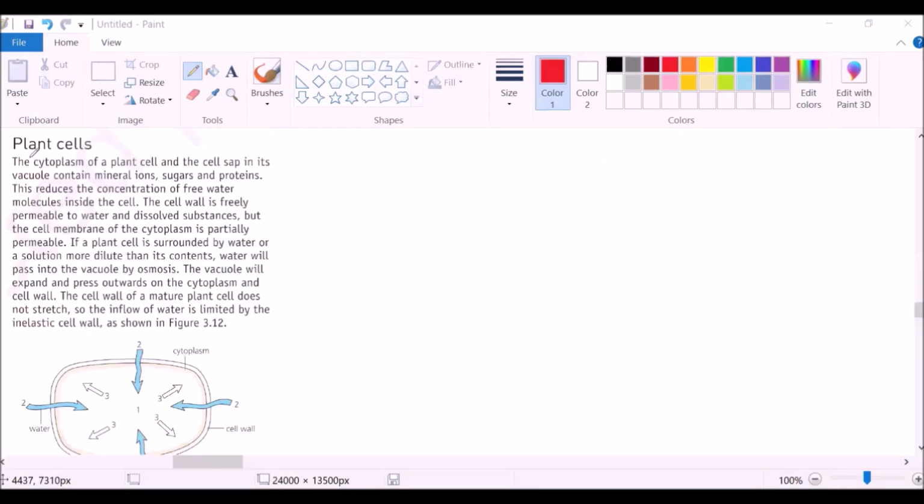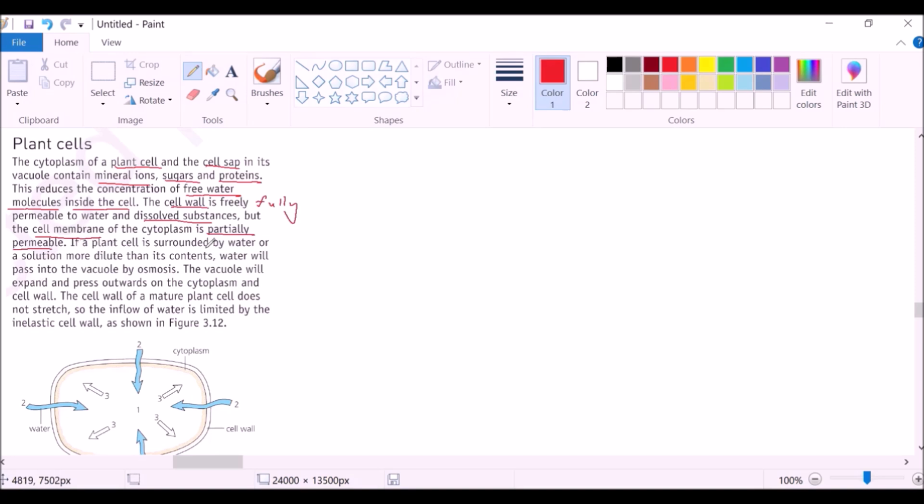Now let's move to plant cells. The cytoplasm of a plant cell and the cell sap in its vacuole contain mineral ions, sugars, and proteins in solution. This reduces the concentration of free water molecules inside the cell. The cell wall is freely or fully permeable to water and dissolved substances. This means the cell wall is not partially permeable, but the cell membrane is partially permeable.